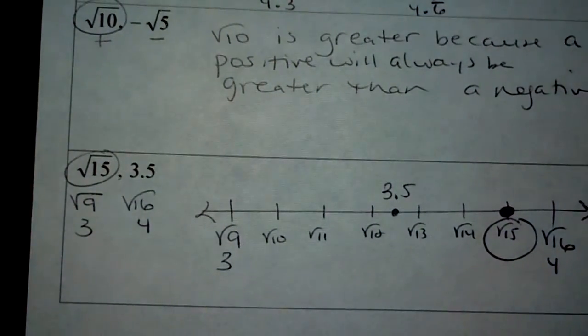Oh, I forgot to circle the square root of 10 up there. Because it's farther to the right on the number line.